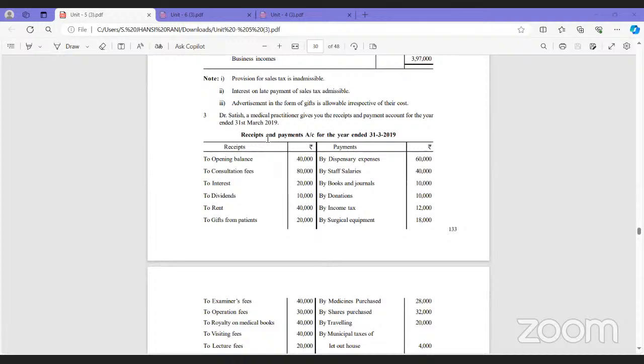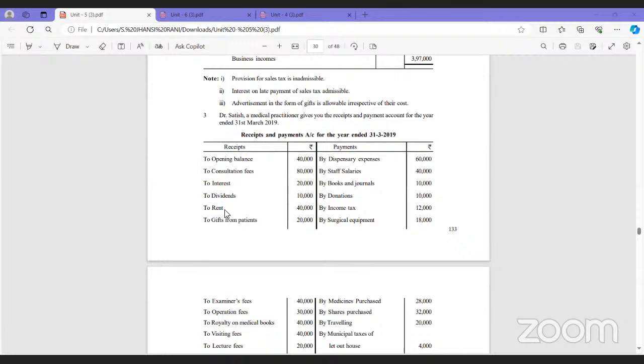Yeah, just look at here. Dr. Satish, a medical practitioner, gives you the receipts and payments account for the year ended 31st March 2019. So this is the question they have given, a receipts and payments account. Opening balance, consultancy fees. These all are receipts.